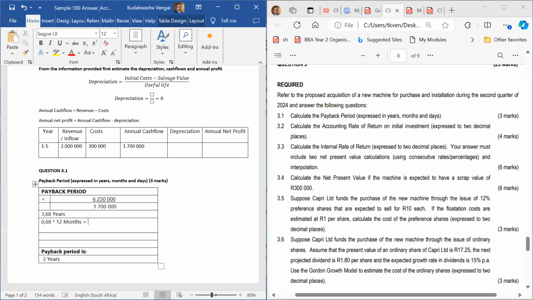So 0.68 multiplied by 12 gives me 8.16 months. So I'm going to come over here and say 3 years plus 8 months.